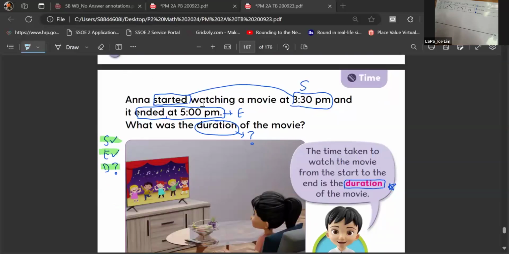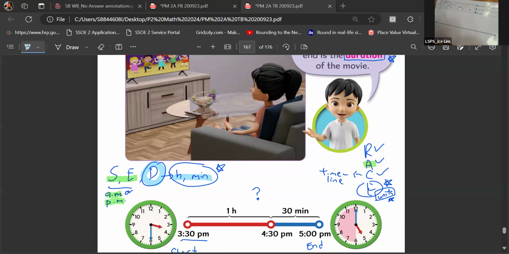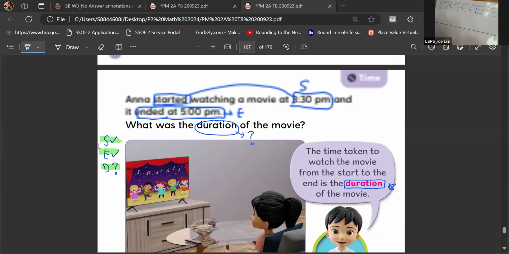Anna started watching a movie at 3:30 p.m. and it ended at 5 p.m. What was the duration of the movie? So that is the story for this problem. Now, after reading and annotating, I wrote down S.E.D at the side of the question. So I can also do it like how I did it on the template. Let me put the template side by side.